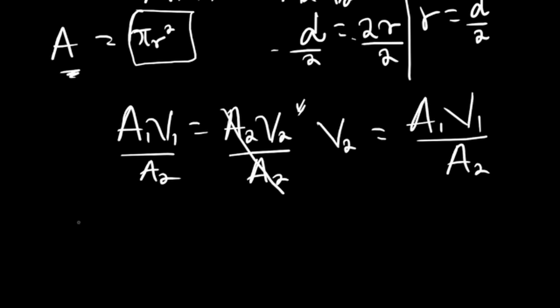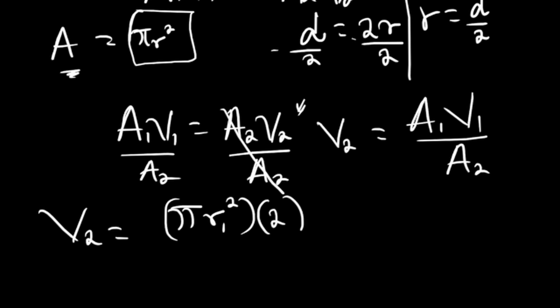Let's do that quickly. Here we have that our V2 is equal to, here we have pi. Remember that area is equal to pi r squared. So we say pi r sub 1 squared to differentiate. Now this is multiplied by our first velocity. Remember that we were given a 2. This is all over our A sub 2, which is also pi r sub 2 all squared.